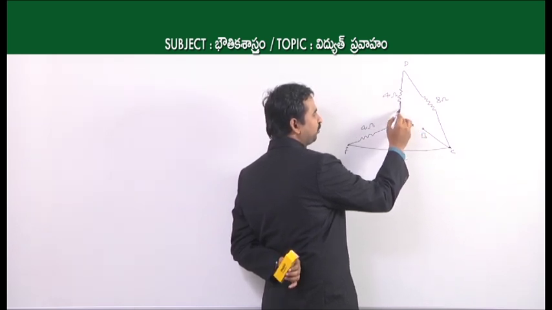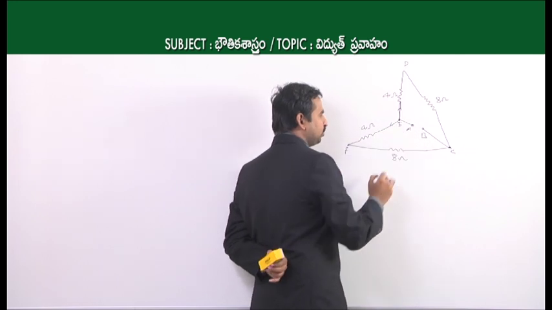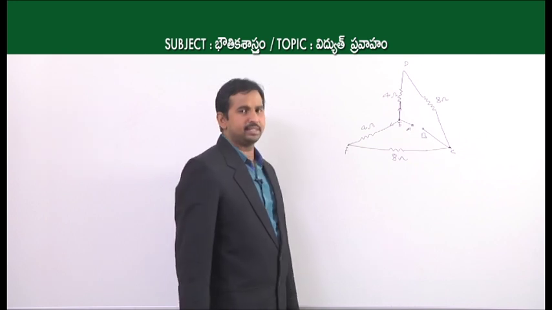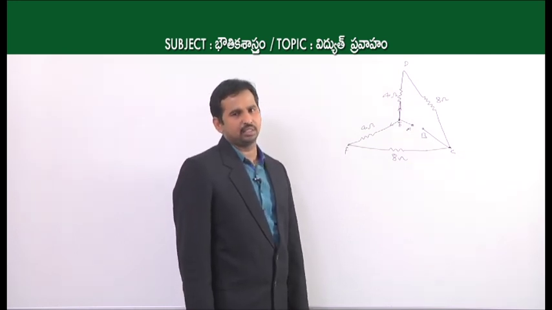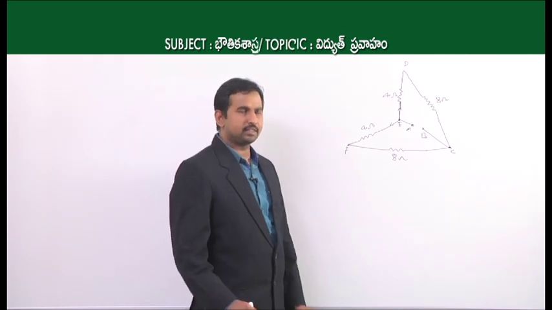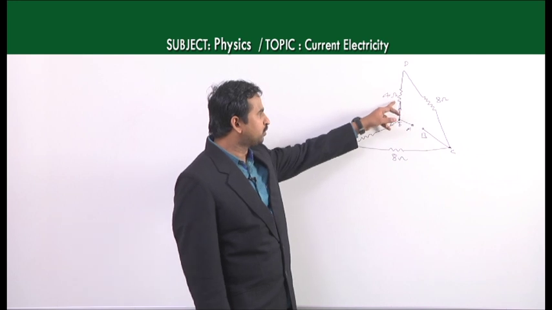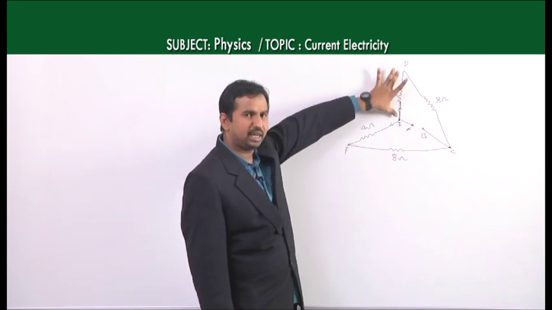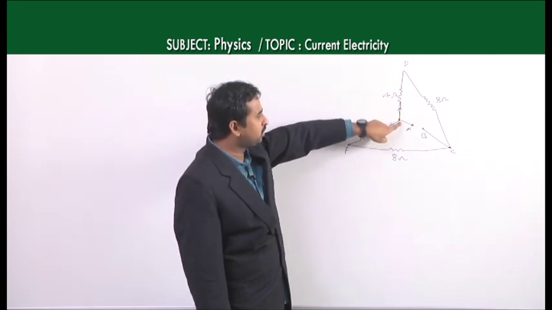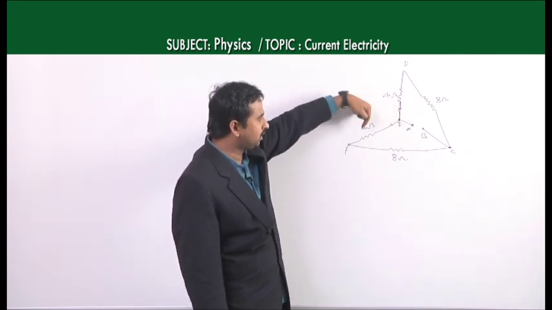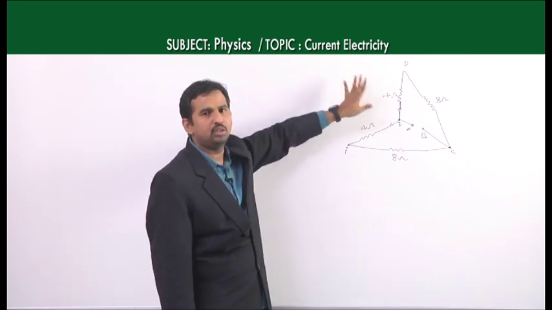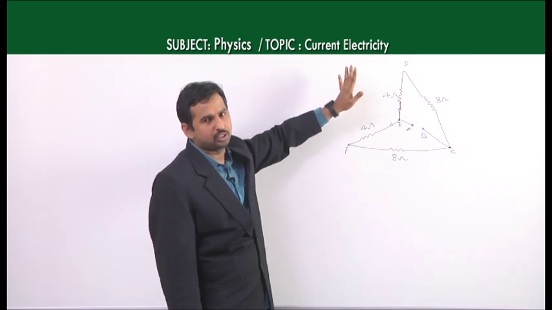it chooses two different paths, going up and going in this direction. We already saw in earlier classes that the current dividing is only possible in the case of parallel connection. So it is very clear that the 4 ohm resistance between E and D and the 4 ohm resistance between E and F, at this junction point E, as the current divides into two different paths, these two 4 ohm resistances are connected in parallel to each other.